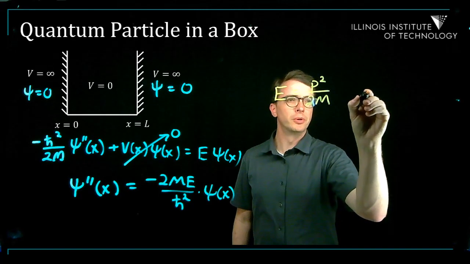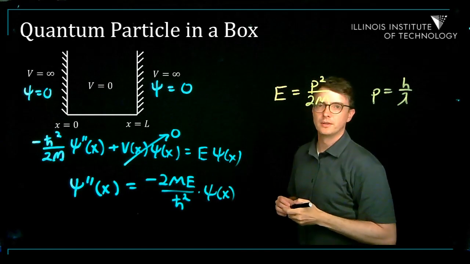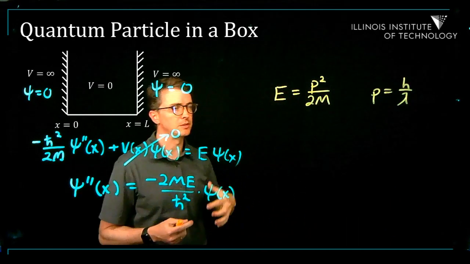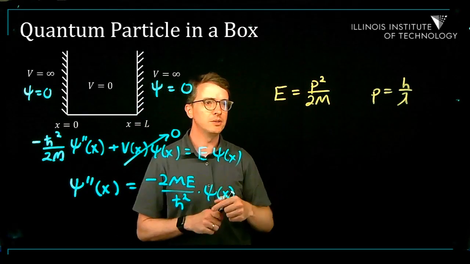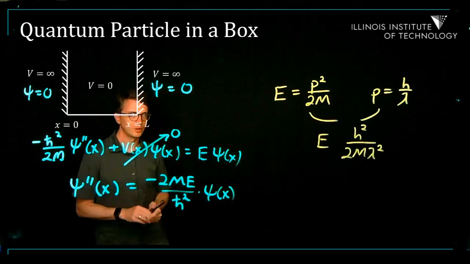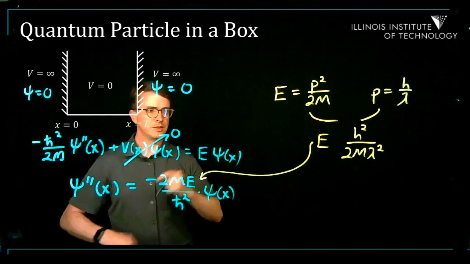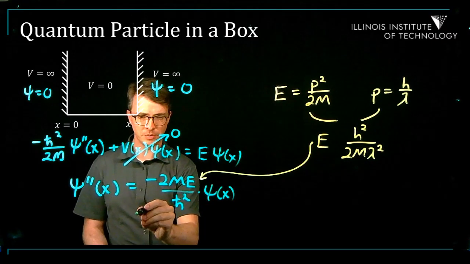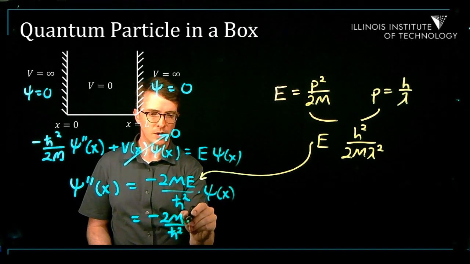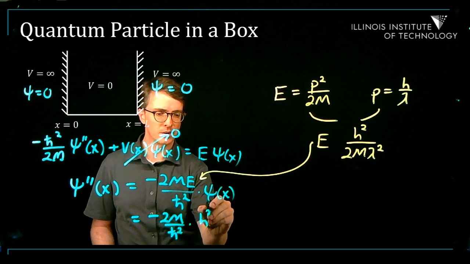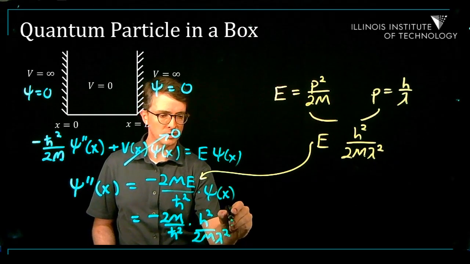And we also have the de Broglie wavelength, p is equal to h over lambda, for the quantum particle, which has some kind of wavelength or wave nature to it. So I can combine these two things. Let me take this and substitute it in here, just to make this look a little bit nicer. So let me put in here minus 2m over h bar squared, and then put in what E is, which is h squared over 2m lambda squared, times psi of x.